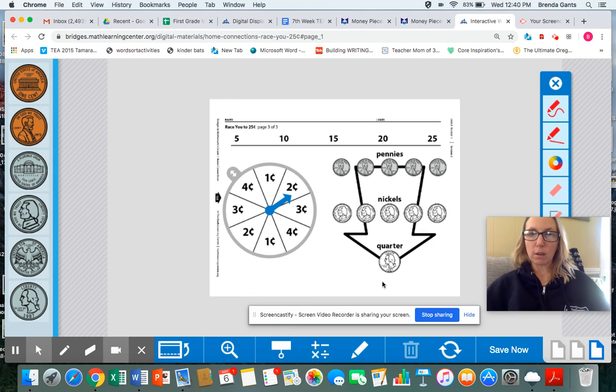Okay, so because we cleared our screen, we can play our second round, and you can keep going as long as you want to. You can have a partner, or you don't have to have a partner. You could call it me 1 and me 2, and you could just see which game board gets you to 25 cents first.